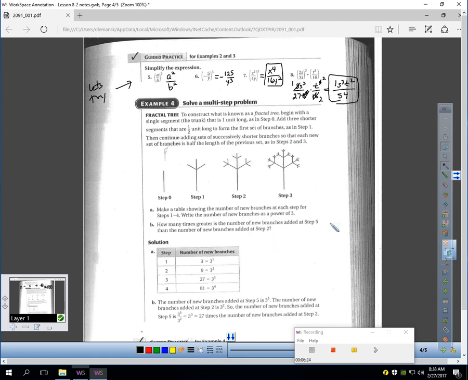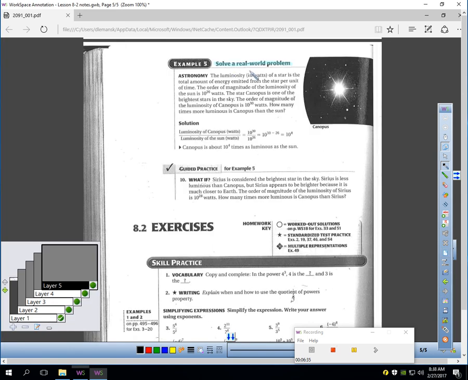They'll have you solve some word problems. There's an example here. I'm going to skip over that. You can read this one on your own. And let's look at this one because this involves order of magnitude. I always like reviewing that.